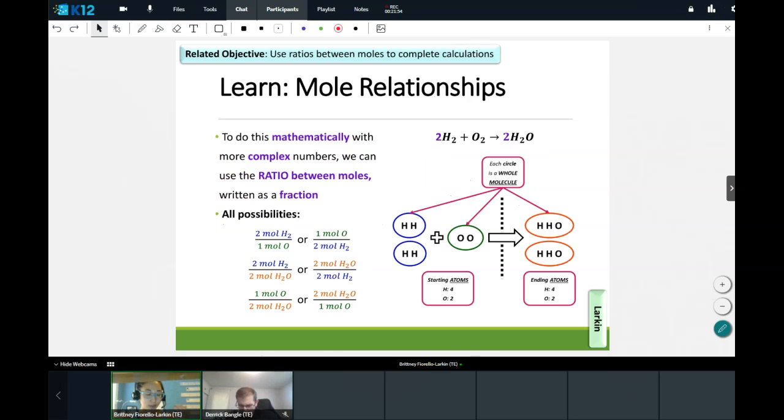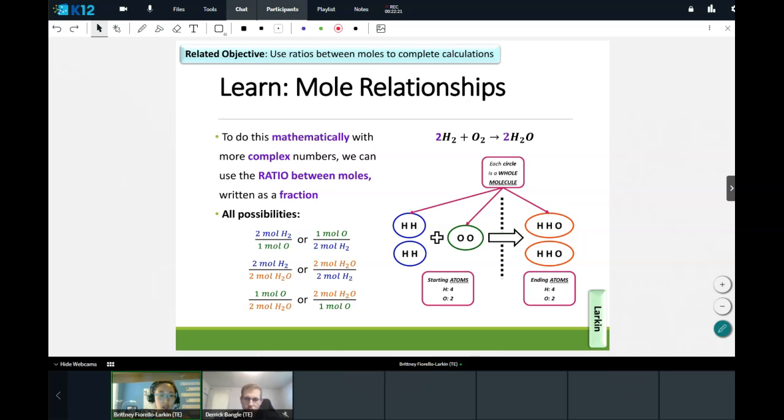Now, the problem is, right, if I'm talking about doubling a recipe, that's not too bad. But what if I want to multiply a recipe by 200 or 1,000 or 1,000,000? What if I want to multiply my chemical equation by 7.3, all right? So once we start getting into more complex numbers, we need to go ahead and figure out how we can do this in a more mathematical way. So in order to do this mathematically, we can use what are called ratios.